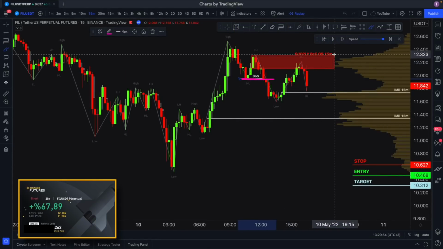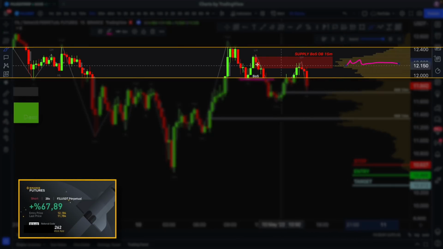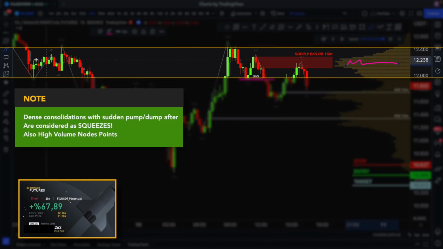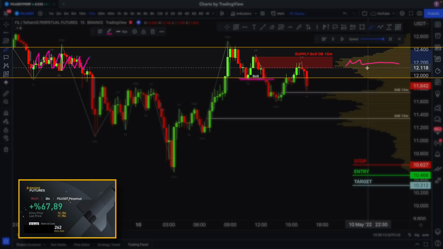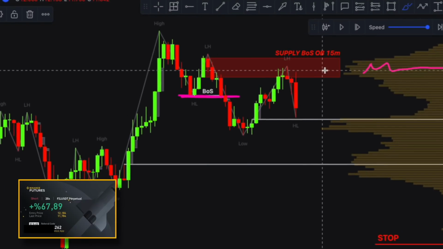What else do we have here? A very strong volume cluster, a high volume node. You can identify this point even without the volume profile. When you see little consolidation ranges, those areas are actually natural supply and demand areas as well. Okay, where were we? Right, confirmed BOS and our bearish order block area.